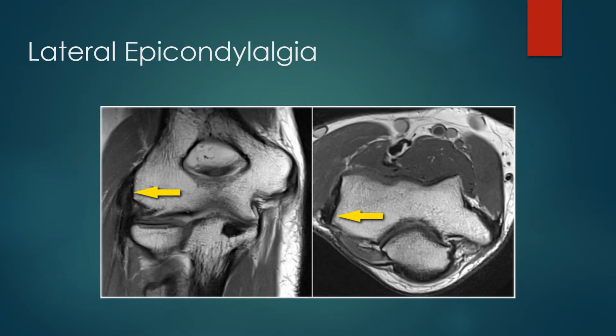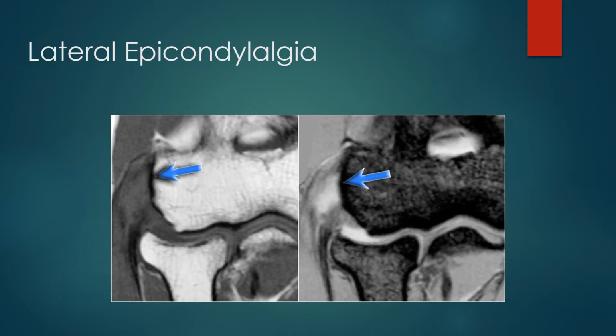So this is a T1 weighted MRI of the lateral epicondyle. This is how the lateral epicondyle and the common extensor tendon should normally look. Make sure to look at the cortex of the lateral epicondyle and the enthesis of the common extensor tendon. Both should have a low signal intensity that is demonstrated by the yellow arrow in both of these MRIs.